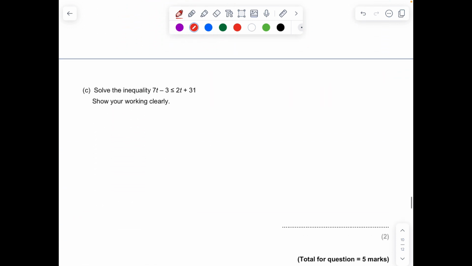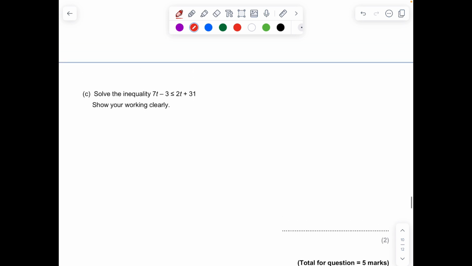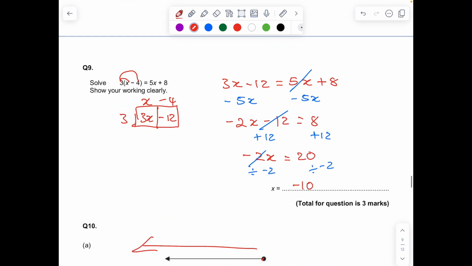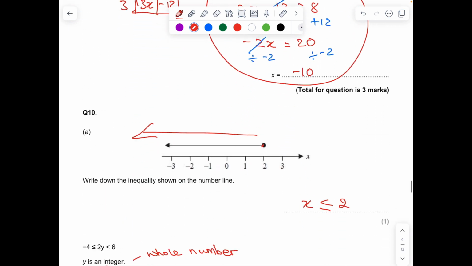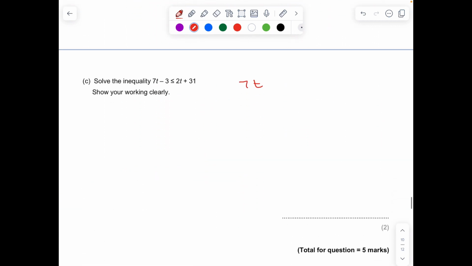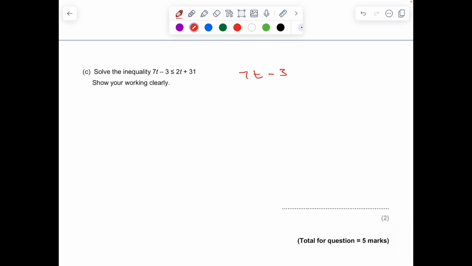Okay, solve the inequality. So again, it is exactly like this one that we did here, apart from it's got an inequality in it. And we don't even have to multiply out a bracket actually. So 7t take away 3 is less than or equal to 2t plus 31. So we're going to take away 2t from both sides to get rid of the 2t here. And that leaves me on this side 5t take away 3 is less than or equal to 31.